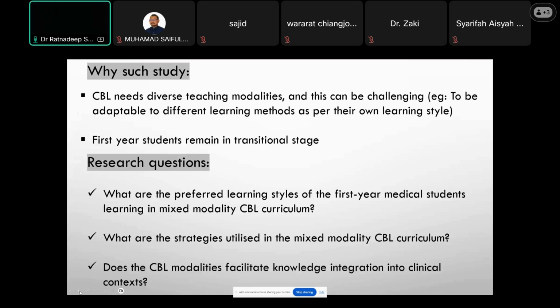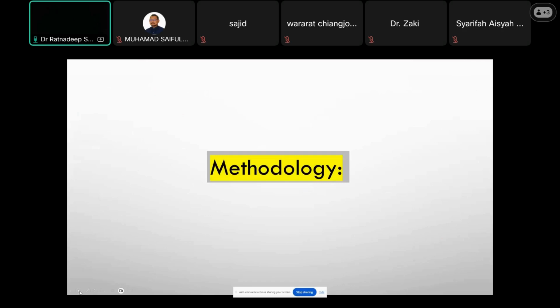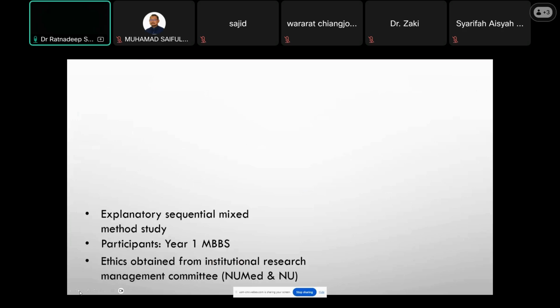We have also tried to find out the strategies that are generally being used in the CBL curriculum, and we'll try to find out whether the CBL modalities facilitate knowledge integration into clinical context or not. So all these things are actually being followed by our methodologies, which I'll come to later on. So in this methodology, we would say that we have used a mixed method study.